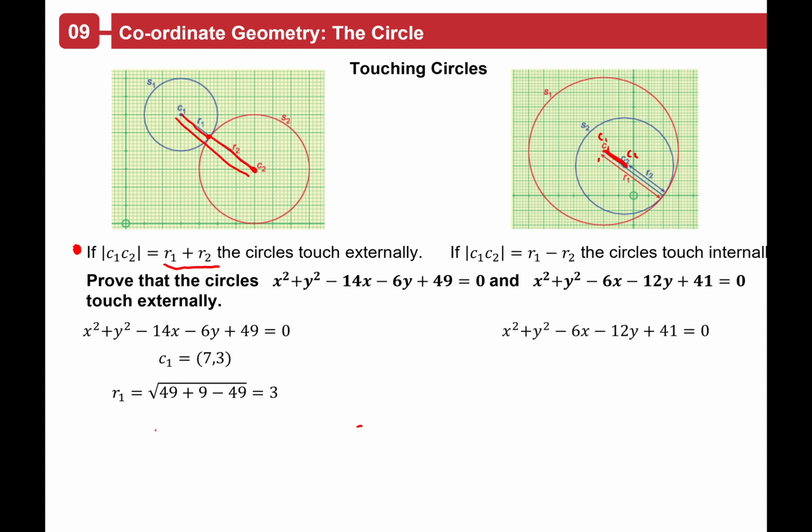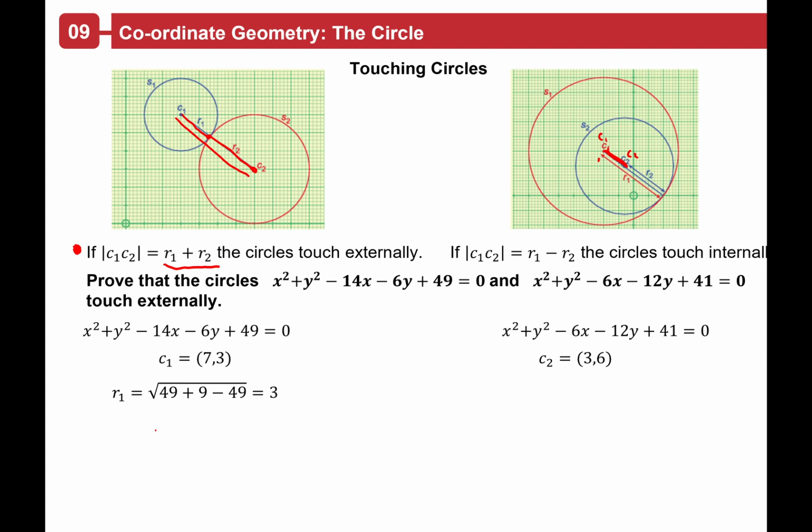Okay, looking at circle 2, let's find the center of circle 2. The same idea here. We know that 2g is equal to minus 6 and 2f is equal to minus 12. So g is equal to minus 3 and f is equal to minus 6. We know the center of our circle is minus g, minus f, so our center is 3, 6. Let's write that up nice and tidy. So our center is 3, 6.